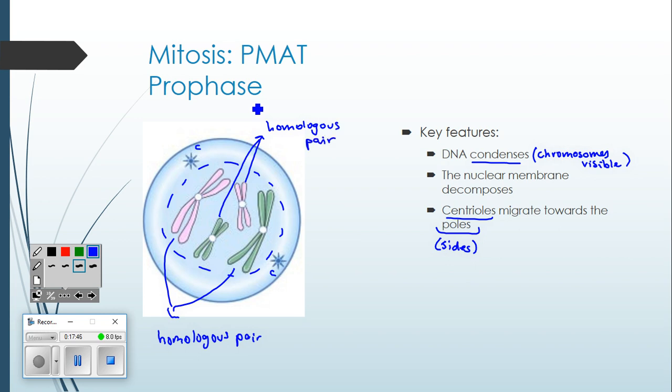The two short ones are also a homologous pair. Now, if I was going to number these pairs, this would be pair number 1, and this would be pair number 2, because the longer chromosomes come first in the karyotype, so we always number the longest pair, pair number 1.